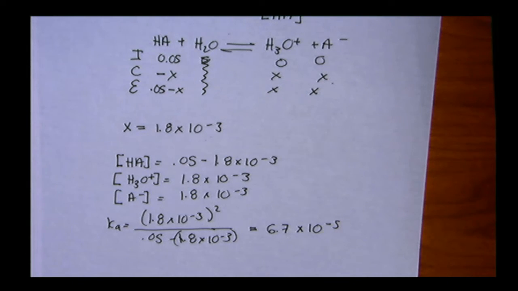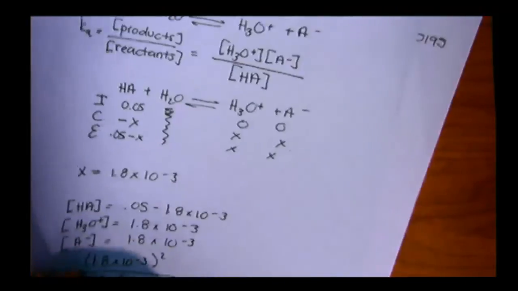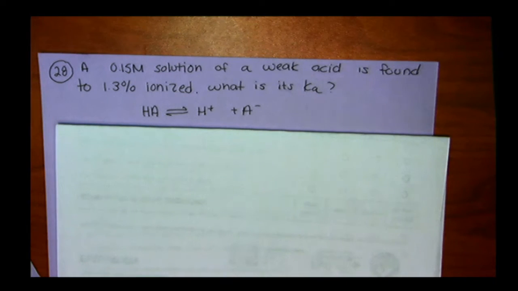All right, last and final question. A 0.15 solution of a weak acid is found to ionize by 1.3%. What is the Ka? If you ionize by 1.3%, that is how much of your original product broke down. And since it's a 1-to-1 ratio, whatever amount broke down is the amount of hydrogen ion that I made. So I'm going to calculate how much broke down. 0.013 is my percentage in decimal, and I multiply it by my original concentration to find out how much of it broke down.